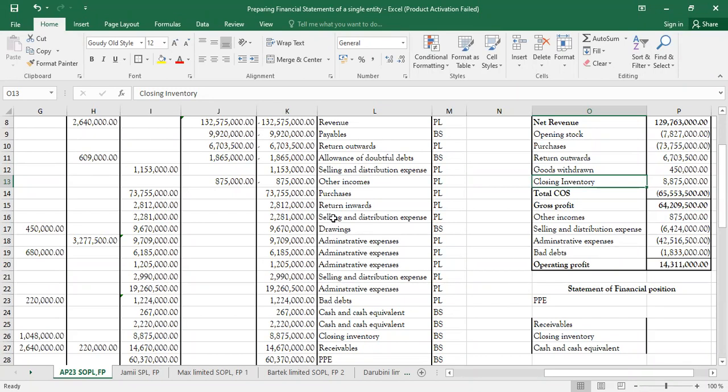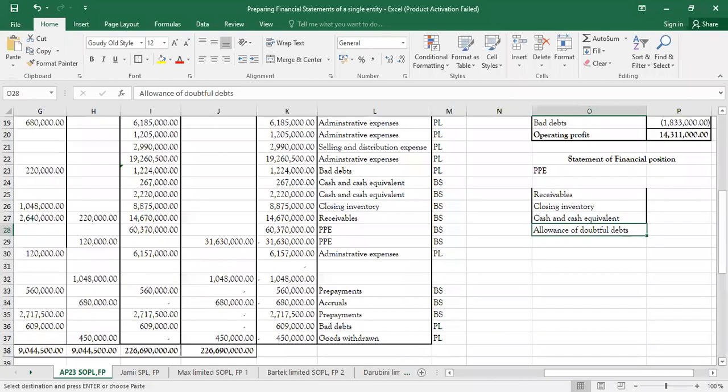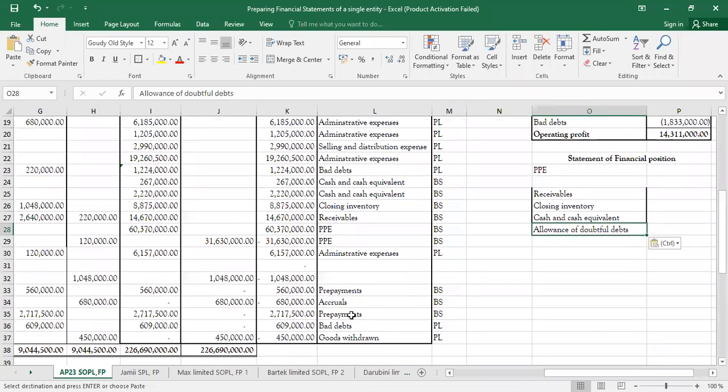So administrative drawings, return inward, purchases, other income. Okay, allowance of doubtful debt. So allowance of doubtful debt is a contra asset. That one you know, isn't it? Control V. Then what prepayments? Isn't it? To make sure you've taken everything, prepayments, Control C, Control V. Then what else? Goods withdrawn, we took care of it.